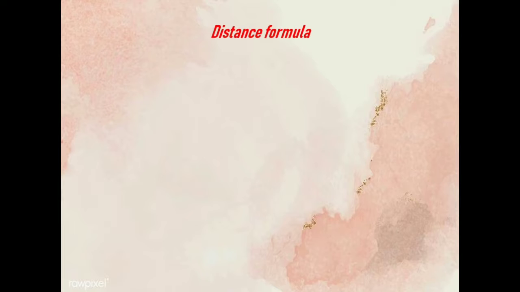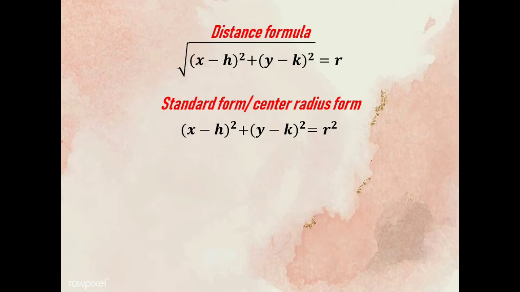To calculate the distance between (h, k) and (x, y), we use the distance formula: the square root of the quantity x minus h raised to the power of 2 plus the quantity y minus k raised to the power of 2 equals r. Squaring both sides leads us to the equation of a circle in standard form: the quantity x minus h raised to the power of 2 plus the quantity y minus k raised to the power of 2 equals r squared.